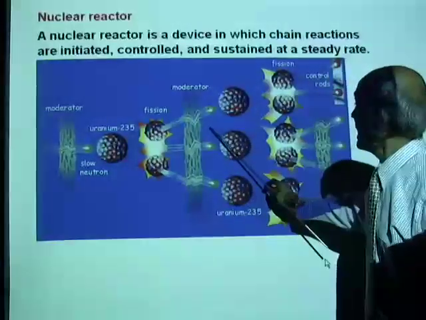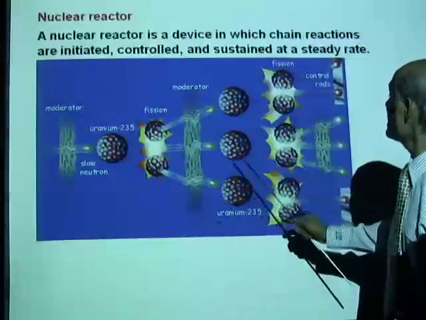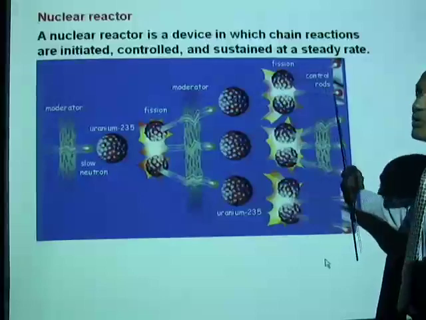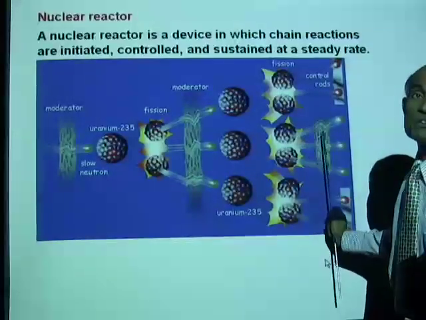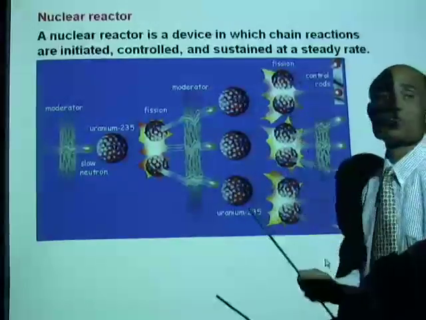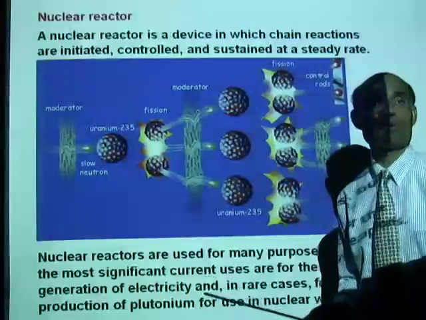And now, a number of these need to be removed by what are called control rods. So control rods are used to remove the extra neutrons, and only the fission is allowed to proceed at a controlled rate.